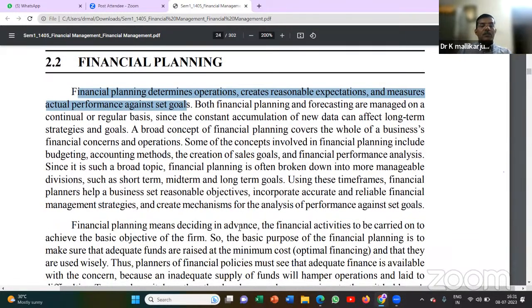Based on this, the concept of financial planning covers the whole business plans, financial concerns, and operations. Every firm has to, right? They go for continuous years together. You can see Tata's, from 1907 to still 2023, the firm is running continuously. Some companies have more than 100 years, some have 150 years of history, some have 50 years. So how do they have future goals?